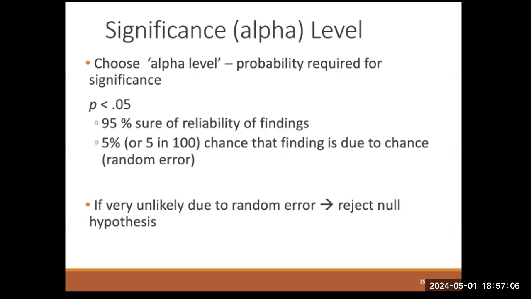So in other words, if we repeated the study 100 times in the population, maybe 5% or less chance that the finding would be simply due to chance. That's what it's saying. 5 in 100 chance that the finding is simply by accident, that it didn't really occur because of the intervention. So if something is very unlikely due to random error, then we can reject the null hypothesis.